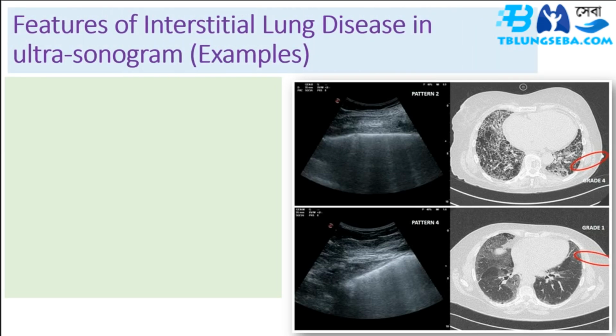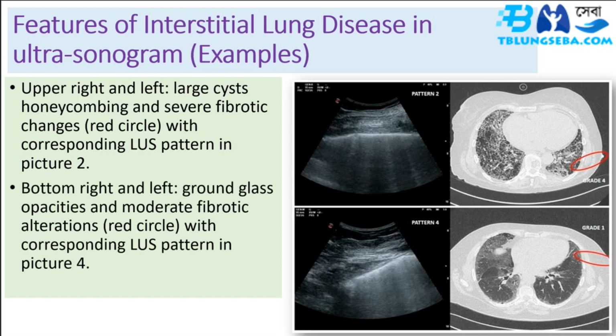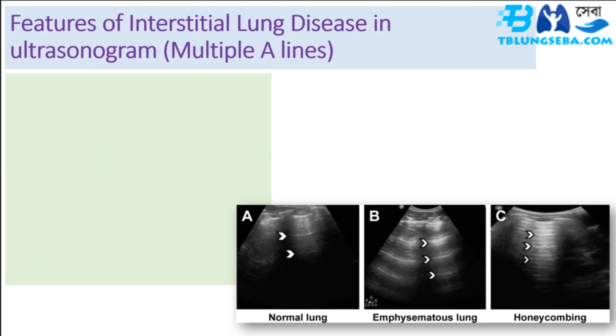Features of interstitial lung disease in ultrasonogram. Examples: upper right and left, large cysts, honeycombing and severe fibrotic changes, red circle with corresponding LUS pattern in picture 2. Bottom right and left, ground glass opacities and moderate fibrotic alterations, red circle with corresponding LUS pattern in picture 4.